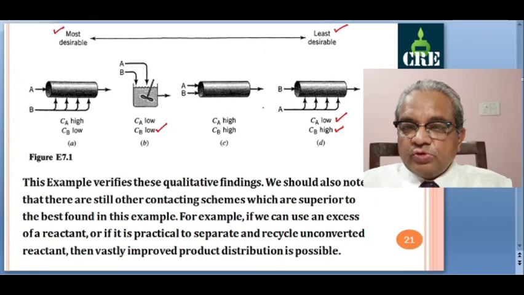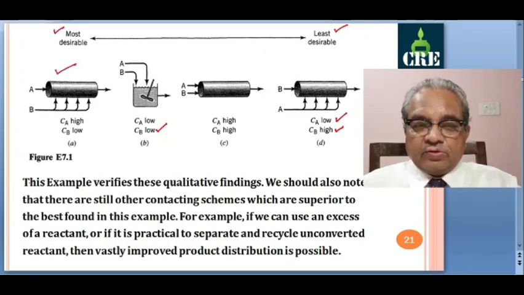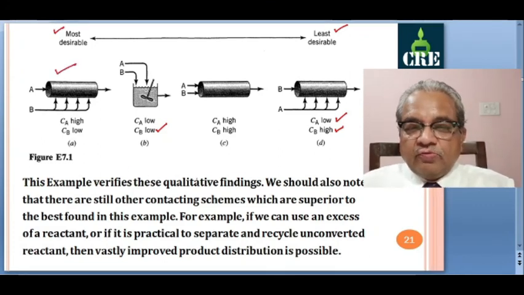So based on previous discussions we know, if these kind of possible setups are available with us, how will you decide which is most desirable and which is least desirable? So this is least desirable because we don't want CA low. We don't want both high. So this is also not desirable, but better than this. This both low, this is also not desirable, but will give you the better performance than this. And this is, of course, we will prefer, this is most desirable, and this we want to go ahead with. So this example verifies these qualitative findings.